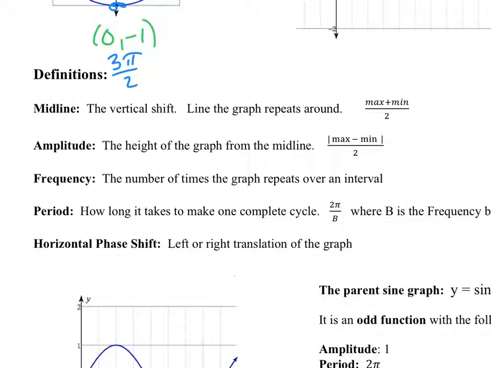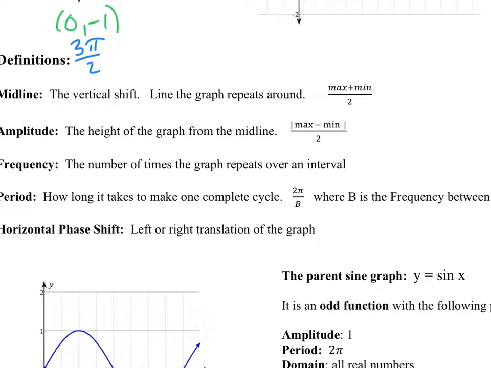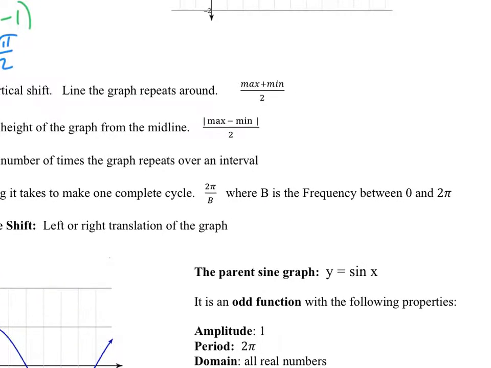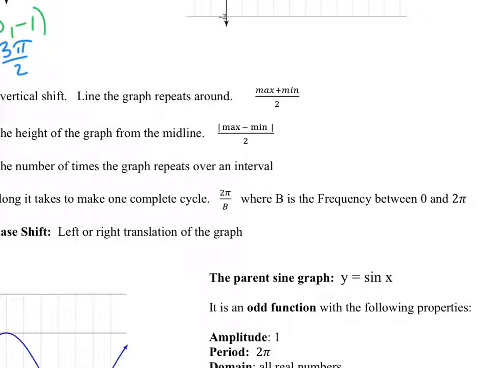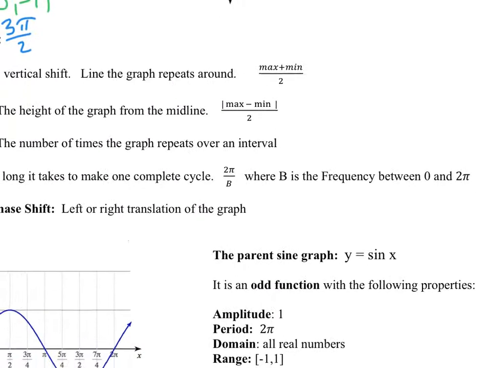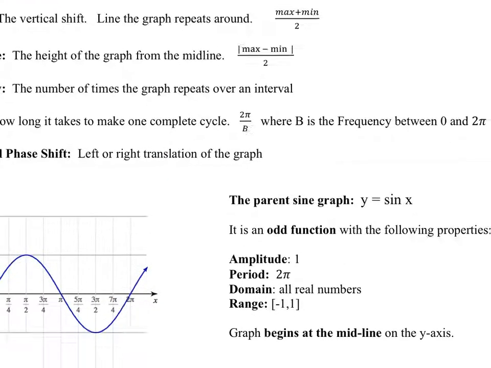Period is how long it takes to make one complete cycle. In our case, it is 2 pi. The formula we use for period is 2 pi over b, where b is the frequency, how many times the graph repeats between 0 and 2 pi. That goes down here at the bottom, divided by b. And the phase shift is the horizontal shift, moving to the left or to the right.